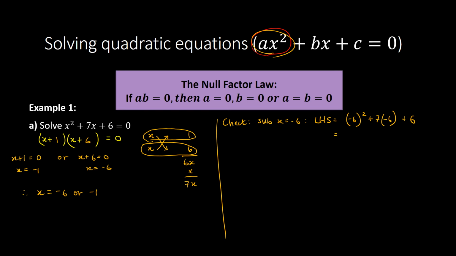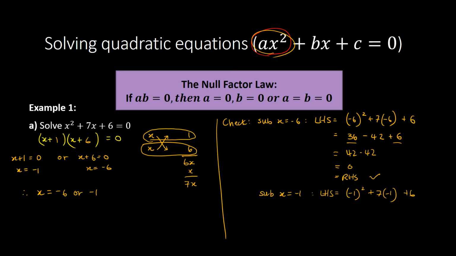So if we do -6 first, it's going to have the bigger numbers. We have our left-hand side is x squared, so (-6) squared plus 7x plus 6, and we're hoping that that equals 0. I can't see it quite yet, but (-6) squared is positive 36. Positive 7 times -6 is -42, and then plus 6. I can see it now. 36 plus 6 is 42. So we get 0, which is our right-hand side.